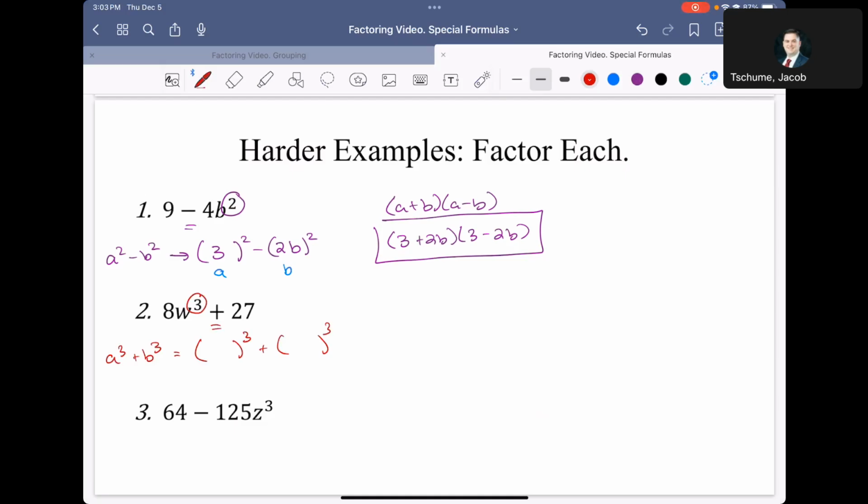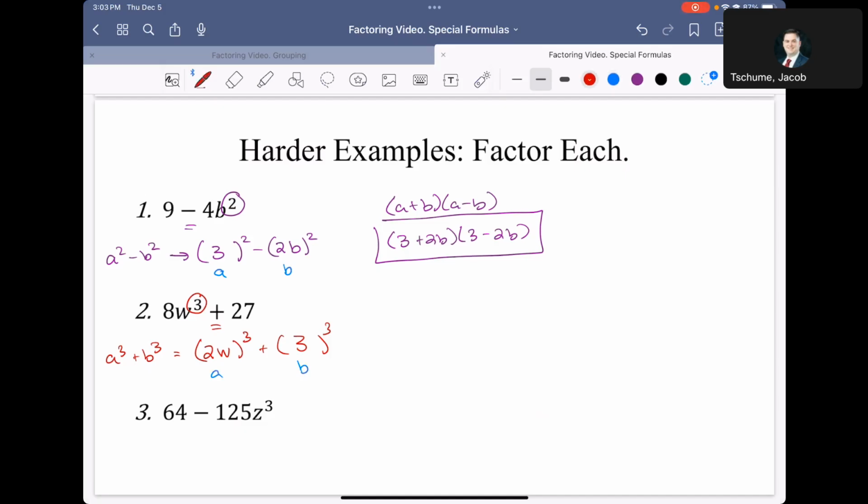So for the 8w cubed, the easy part is the w, because you got to leave that letter the same. But as far as the number goes, you have to ask yourself what multiplied by itself 3 times will give you 8, and that will end up being 2, because 2 times 2 times 2 gives us the 8 that we need. For the 27, you got to think about what number multiplied by itself 3 times gives you 27, and that should be 3, because 3 times 3 times 3 is the 27 that you desire. And just like the last 4, that gives me my A and B value that I need.